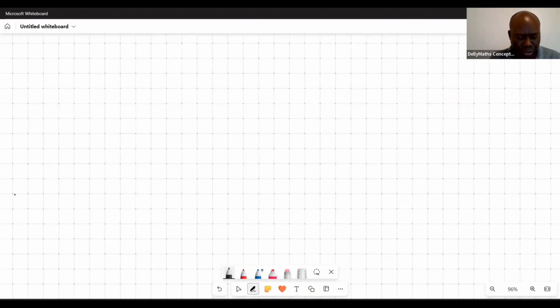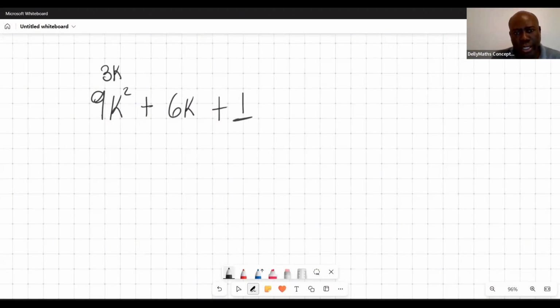What if we find ourselves with, say, 9k squared plus 6k plus 1? So we're taking a quick look here. What is the square root of 9k squared? 3k. What is the square root of 1? 1. Let's check to see if we get the middle term. 3k times 1 becomes 3k, and if I double that, I get 6k. So yes, it's in the perfect square format.